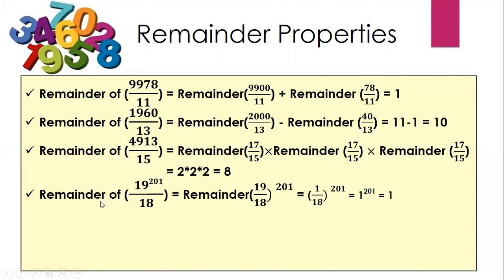And remainder of 19 power 201 when divided by 18 will definitely be equal to remainder of 19 by 18 to the whole power 201. 19 when divided by 18, the remainder is 1. So 1 by 18 to the whole power 201. So 1 power 201, so our answer will be 1.